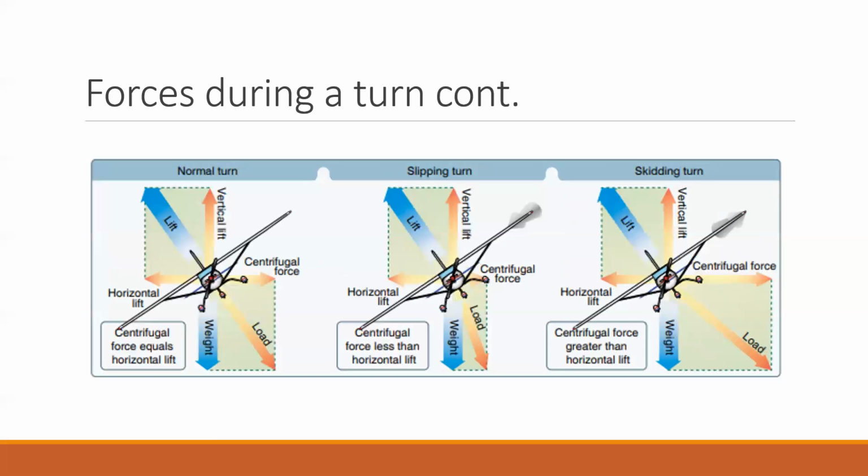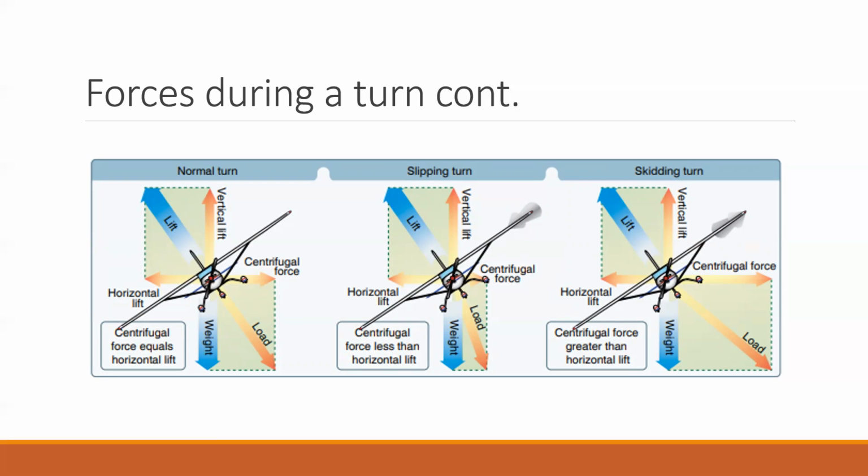I think I have one more slide here. Yes, this is demonstrating a slipping and a skidding turn. During a normal turn, you see that these forces are all balanced. We have the vertical component and the weight, load, and lift vectors, and those are all equal. But then you have the horizontal component of lift here and the centrifugal force, and these are the two forces that you want to have balanced.